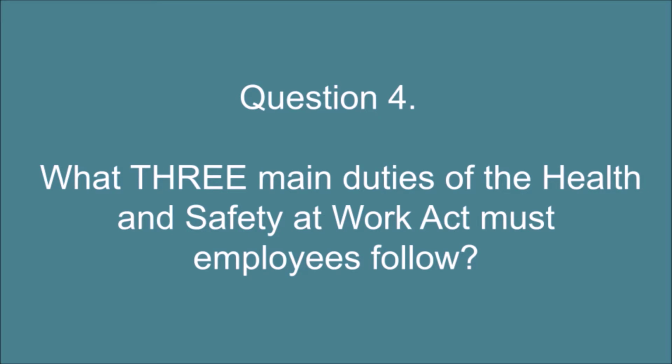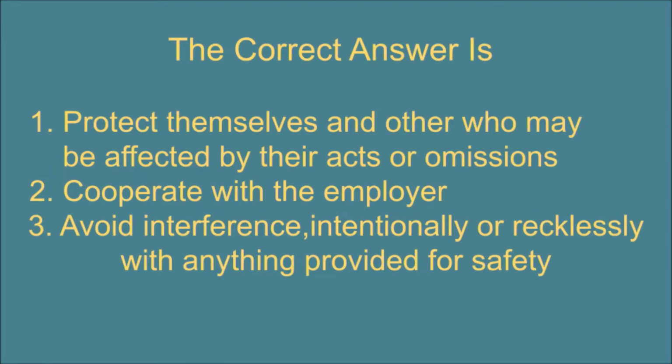Question 4. What 3 main duties of the Health and Safety at Work Act must employees follow? The correct answer is: 1. Protect themselves and others who may be affected by their acts or omissions. 2. Cooperate with the employer. 3. Avoid interference, intentionally or recklessly, with anything provided for safety.